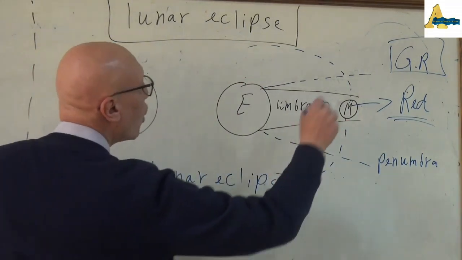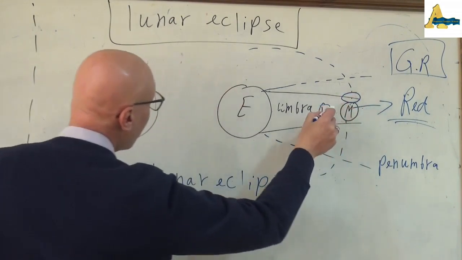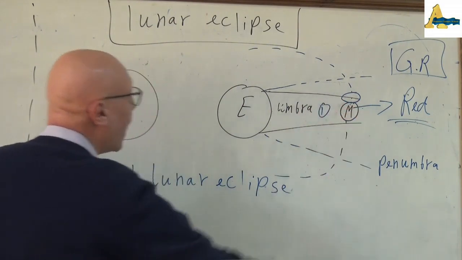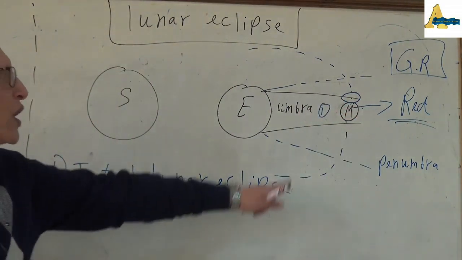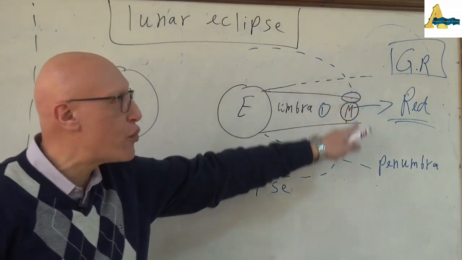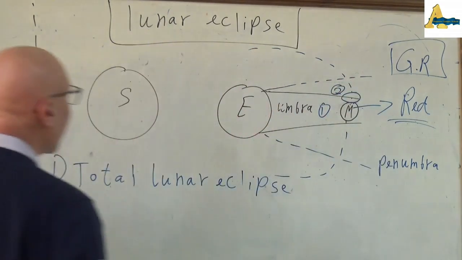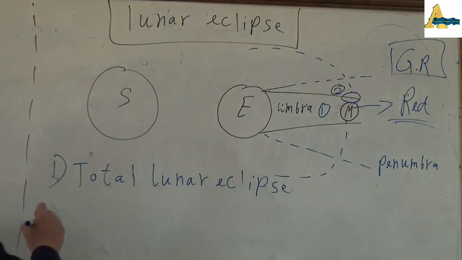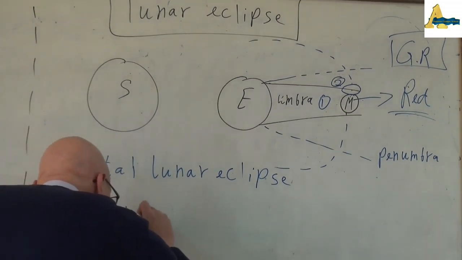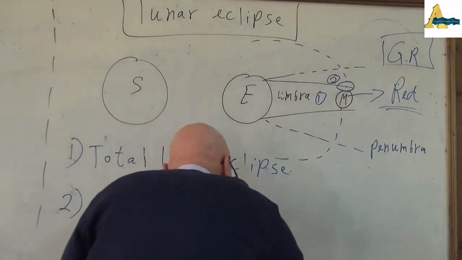But what happens when part of the moon is in the umbra area and the other part is in the penumbra area? When a part of the moon is in the umbra area and another part is in the penumbra area, this is the second type of lunar eclipse, which is known as partial lunar eclipse.